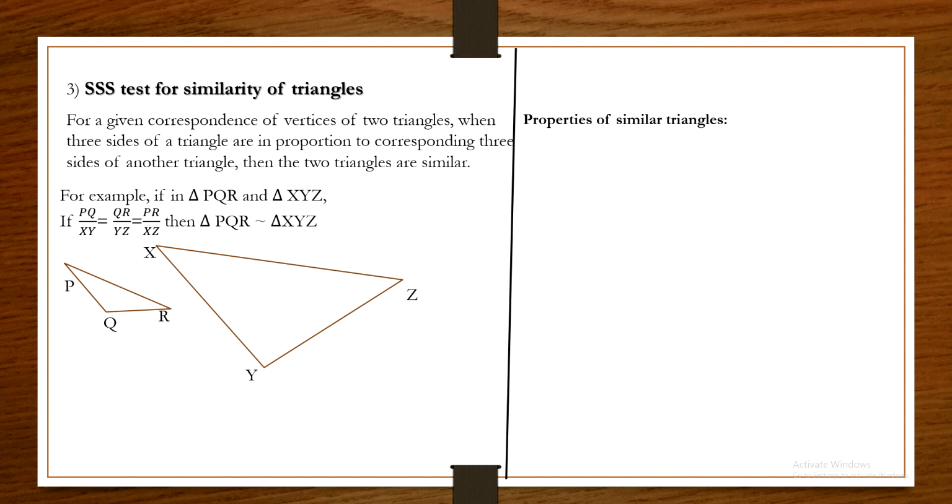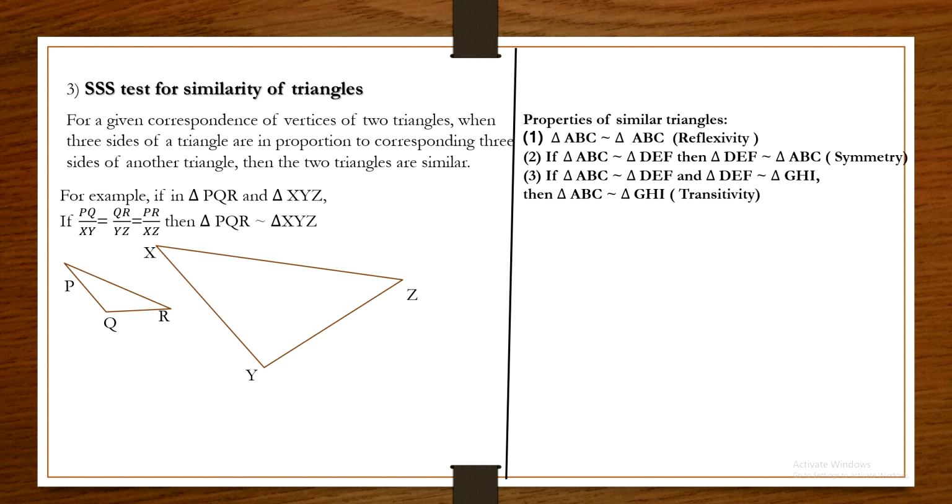Now here we can observe the properties of similar triangles. First, every triangle is similar to itself. So triangle ABC is similar to itself. This property is called reflexivity. Second, if triangle ABC is similar to triangle DEF, then triangle DEF is also similar to triangle ABC. This property is called symmetry. Third, if triangle ABC is similar to triangle DEF and DEF is similar to GHI, then the first and third triangles are also similar. This property is called transitivity.